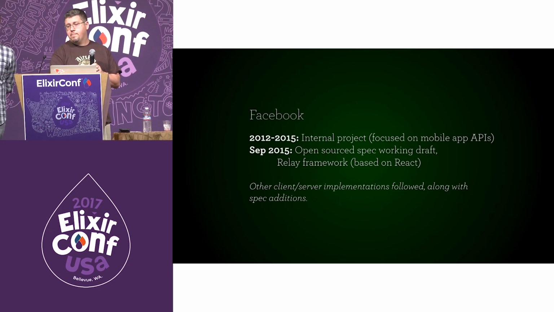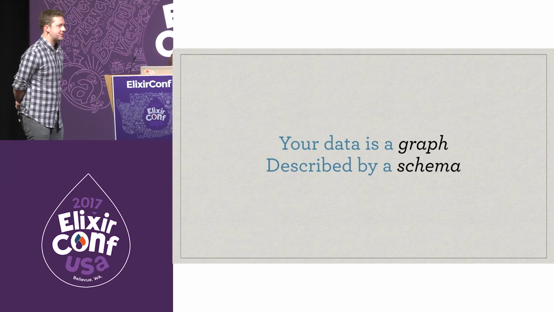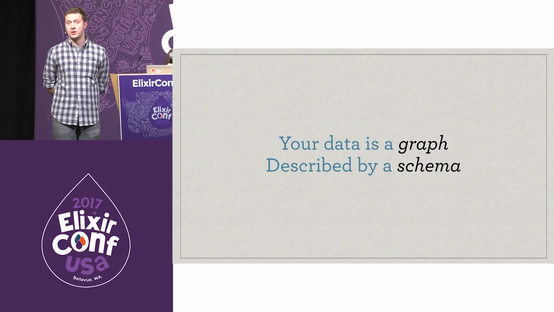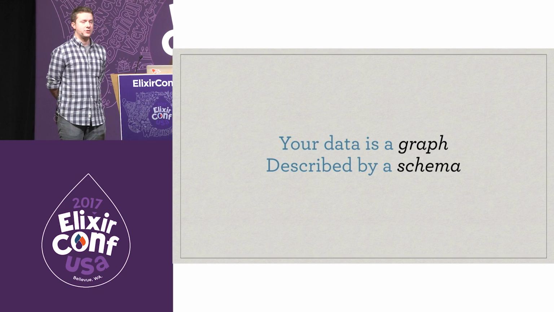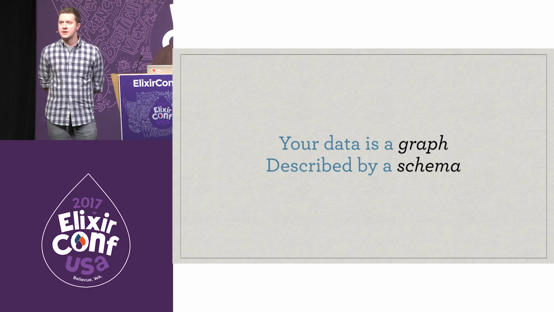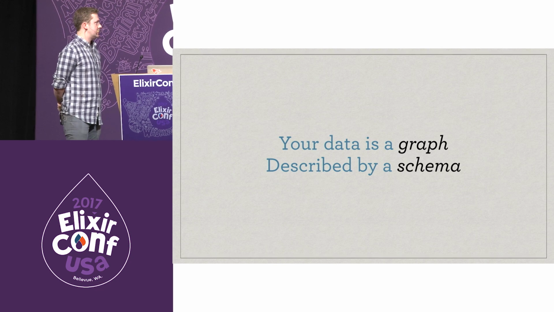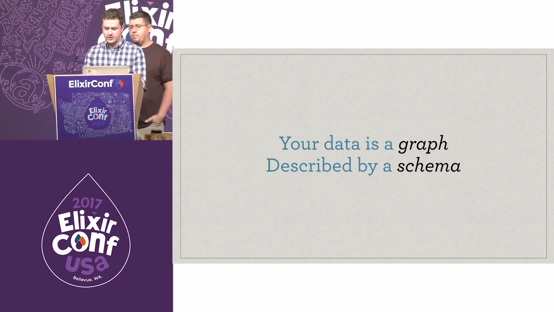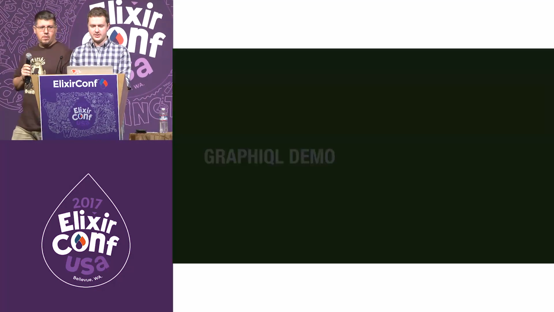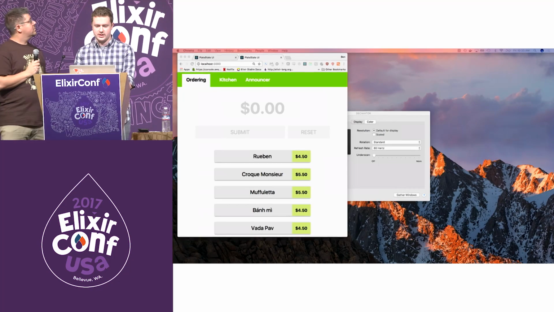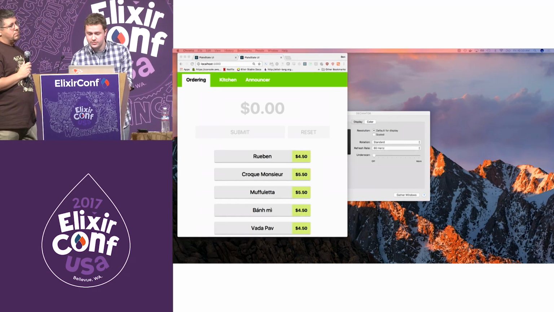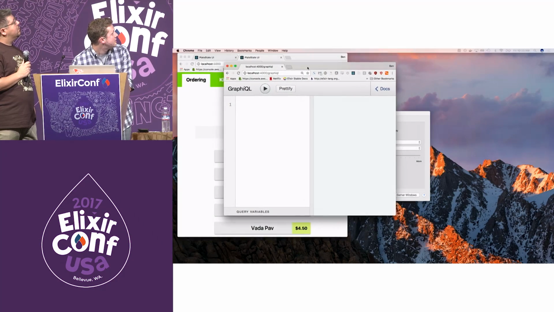Right. The premise of GraphQL is that your data is a graph and that there's going to be some kind of schema with which you build that graph. And then the query language bit is a way of getting stuff out of that graph. So this is, in a whole lot of ways, easier to show than it is to talk about. So let's move all of this over here.